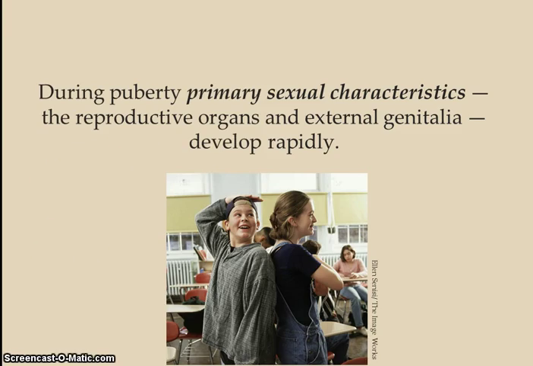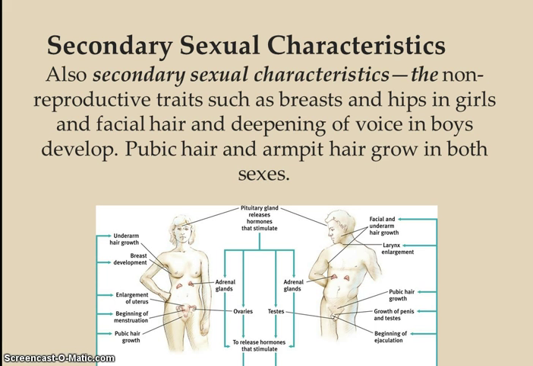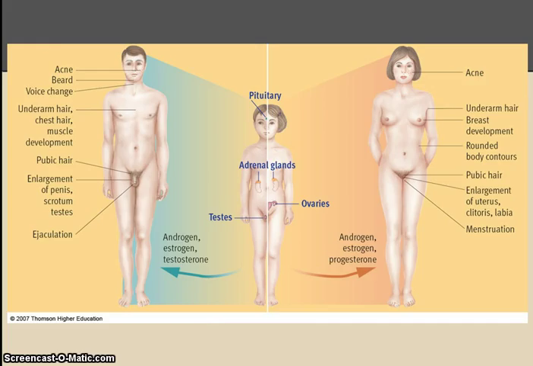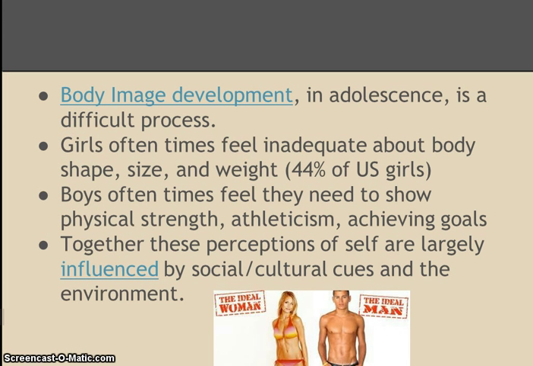During puberty, you have primary sexual characteristics, like your reproductive organs and your external genitalia. All of those develop rapidly. So you can start to see here that you also have secondary sexual characteristics, which are the non-reproductive traits, such as breasts and hips in girls, facial hair and the deepening of voice in boys, and pubic hair and armpit hair growth in both sexes. And again, you see here some of that development. These are all, for the most part, secondary sexual characteristics. We'll talk more about this when we get to adolescence, because a lot of this is more about mental development.